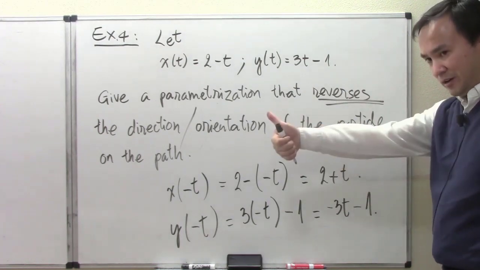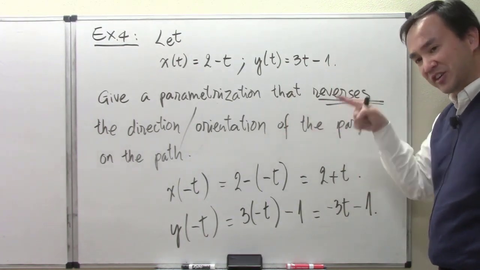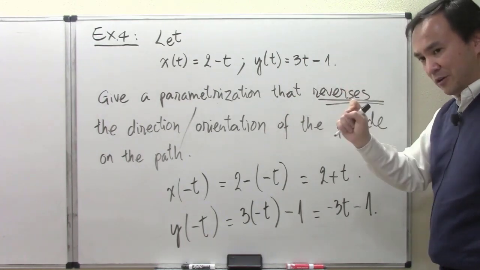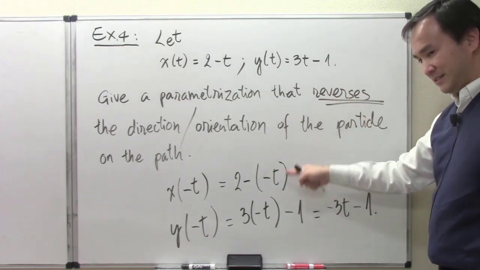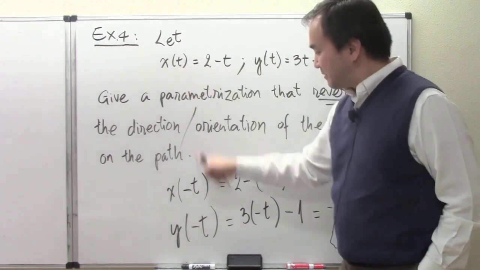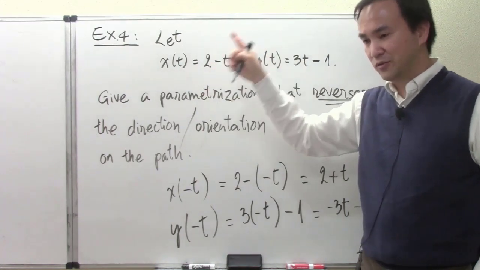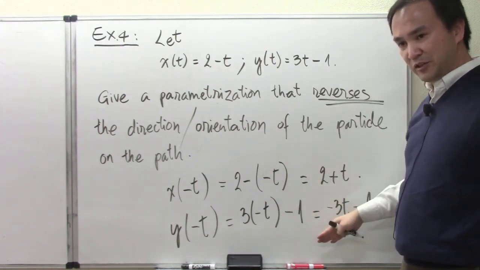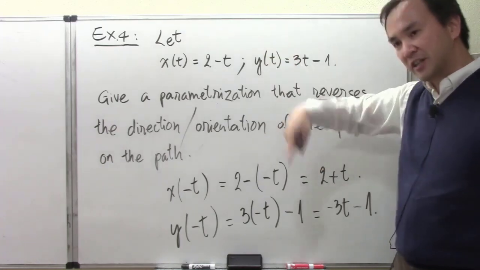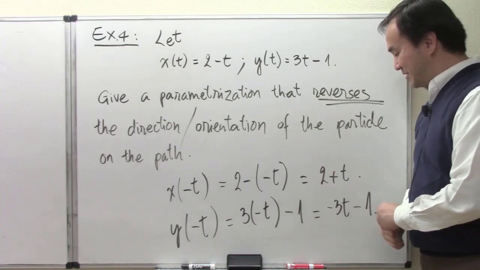Okay, so the good rule of thumb in this problem here: if you want to reverse the direction of your particle on the same path, then the only trick is this: just substitute a minus t into your current parameterization, and it will give you the new set of parametric equations that describe the reversed direction. Okay, so let's see how it happens.